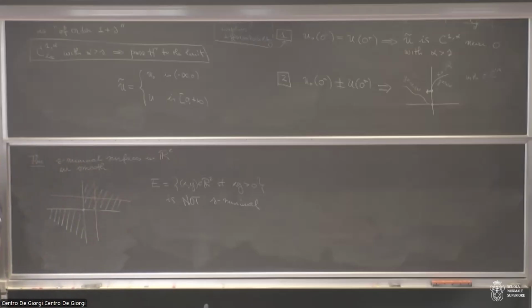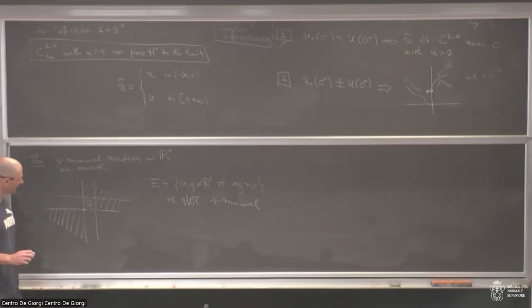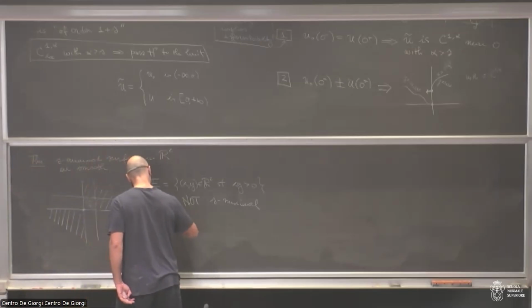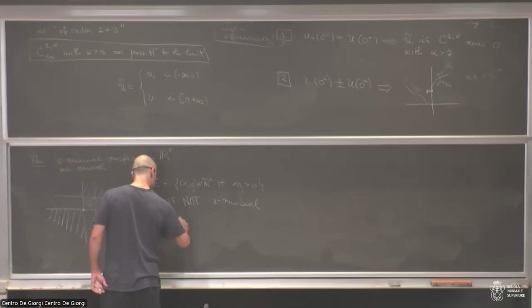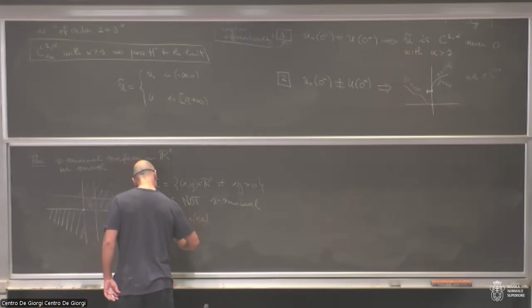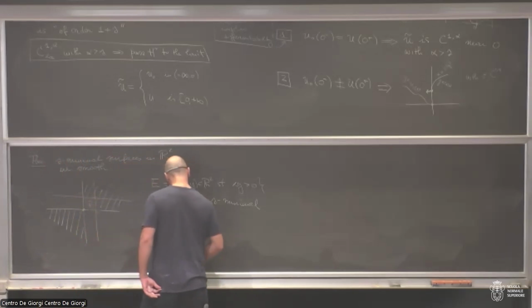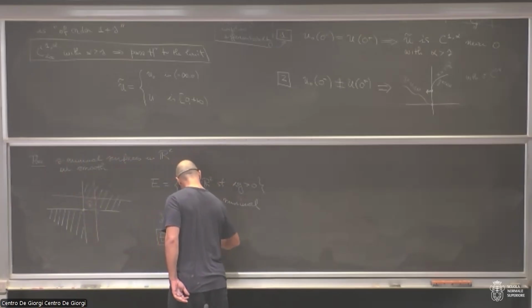two lines. And now consider the situation in which you remove this cube Q from the set E. So Q is, I think, so if this is the origin, this is 1, this is 1, Q is [0,1] times [0,1], and look at E minus Q. Now, you are assuming by contradiction that E is minimal, but then also E minus Q is minimal.